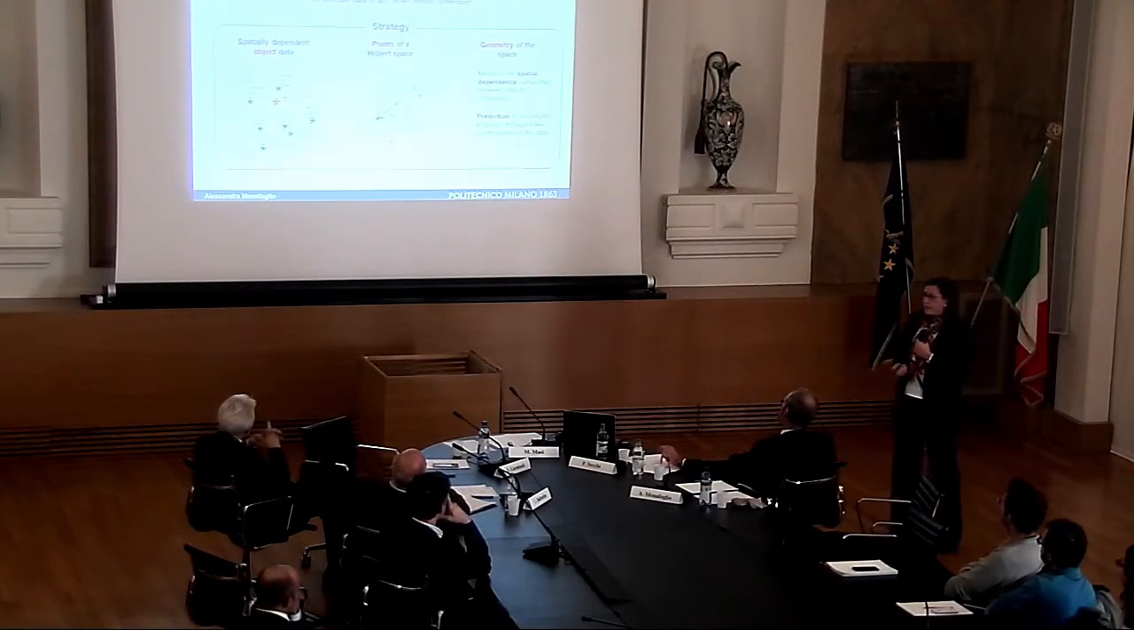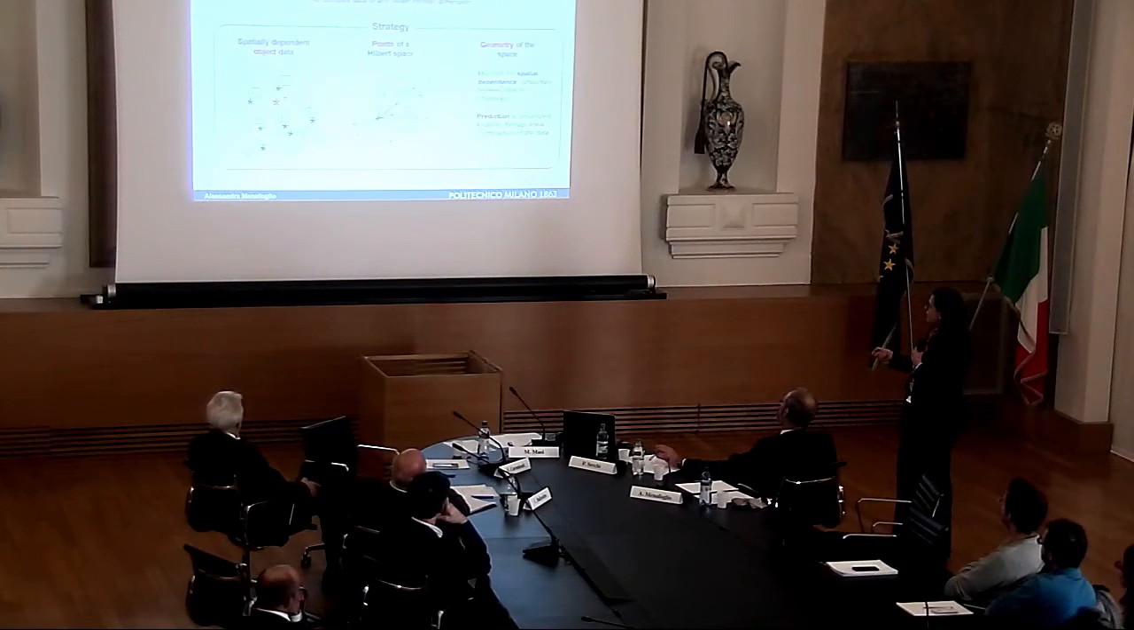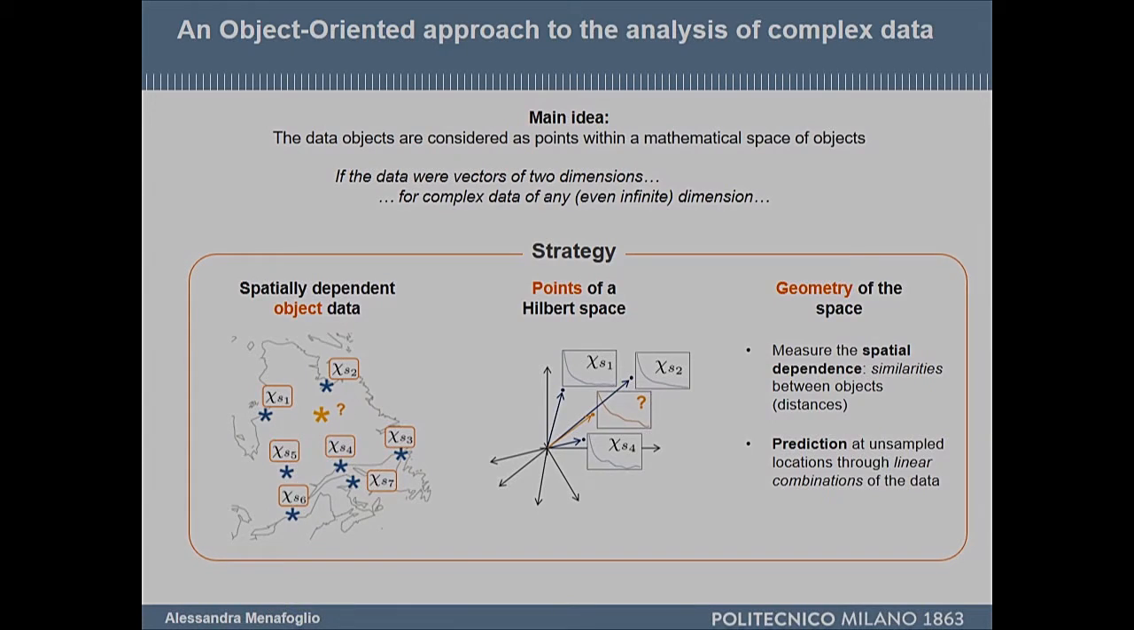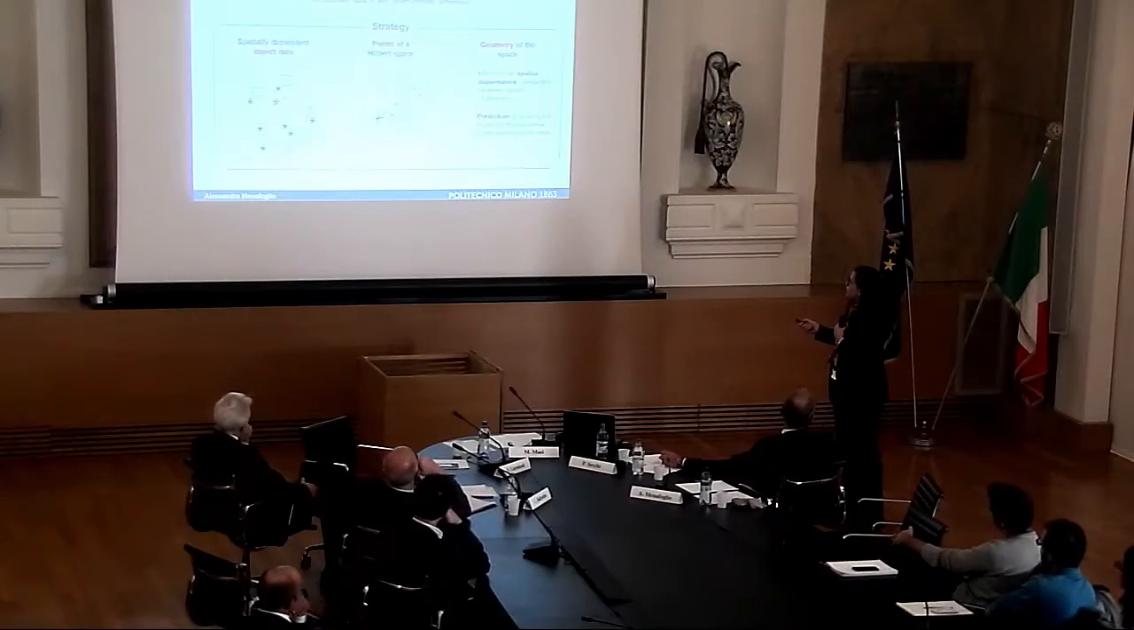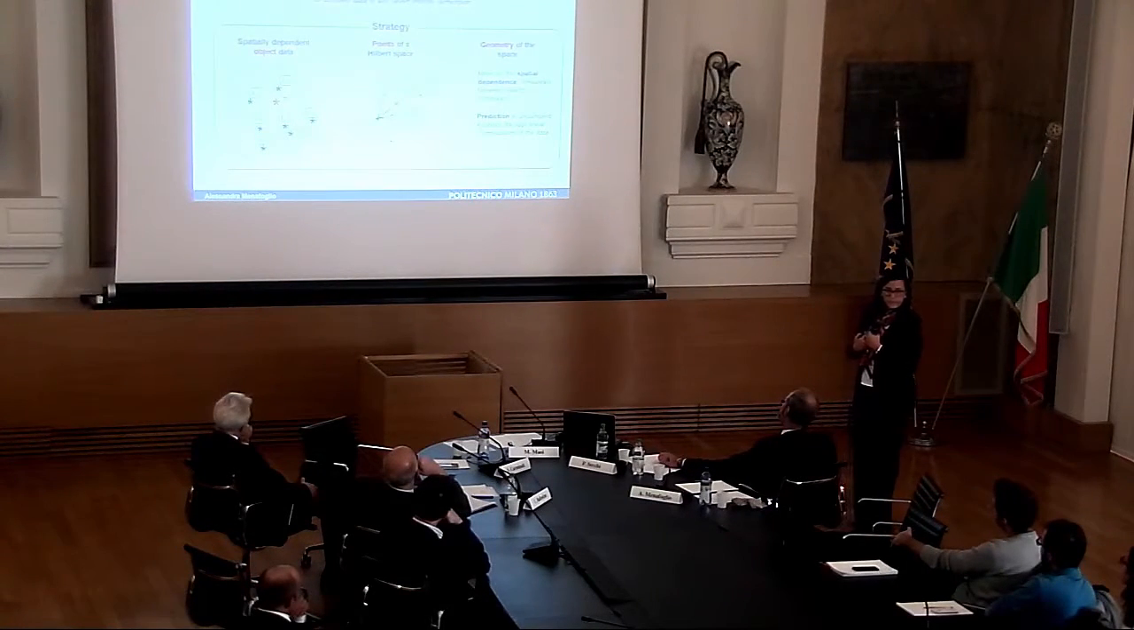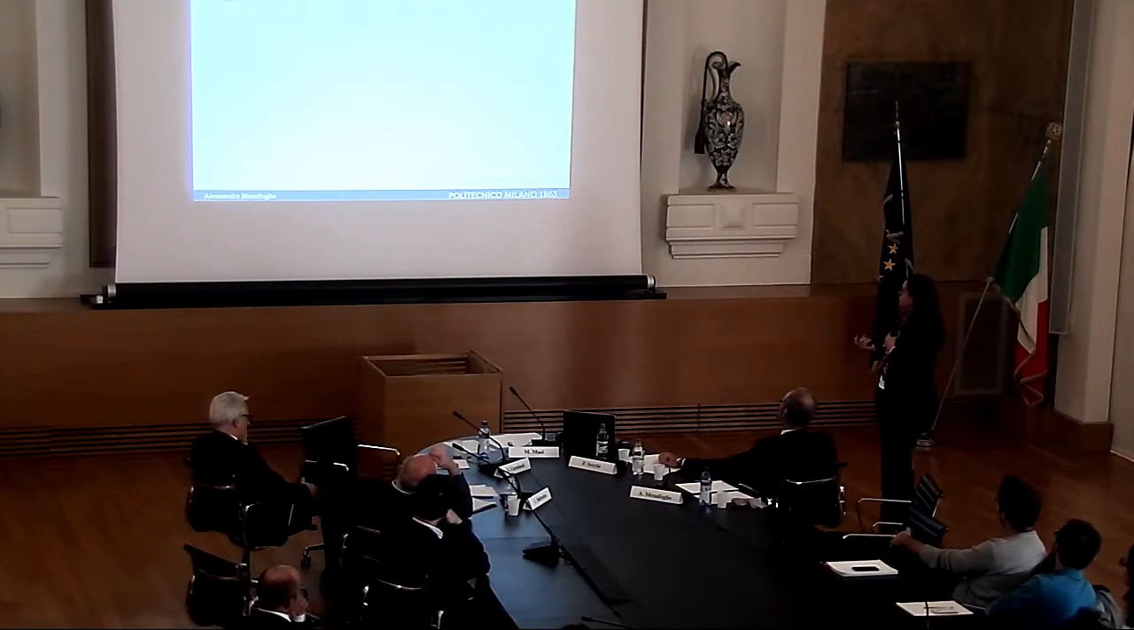So now, coming back to our problem, the idea is that we have spatially dependent data. We see the data as objects within a mathematical space, a Hilbert space, and then we try to make a prediction of a point within this space. Now, we will use the geometry of the space to measure the spatial dependence, to look at how similar the objects are in terms of how distant they are in the space of objects. And we will make predictions at unsampled locations doing linear combinations of the data, accounting for their spatial dependence. So this is the idea of the project.